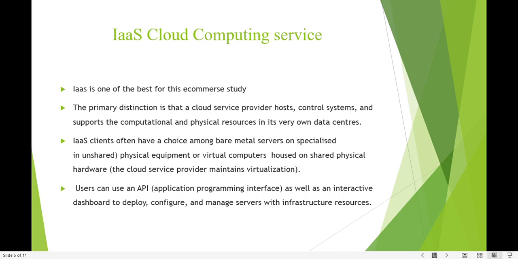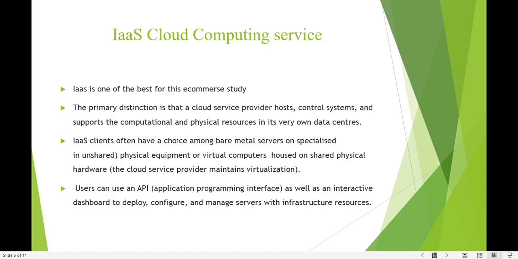Infrastructure, we'll talk about the infrastructure as a service cloud. This is one of the best for this e-commerce study because this is primarily hosted in the cloud services provider, which hosts control systems and also supports the computational and the physical resources in the data centers. Infrastructure as a service clients often have a choice among bare metal services and specialized physical equipment, which has been very versatile with this.